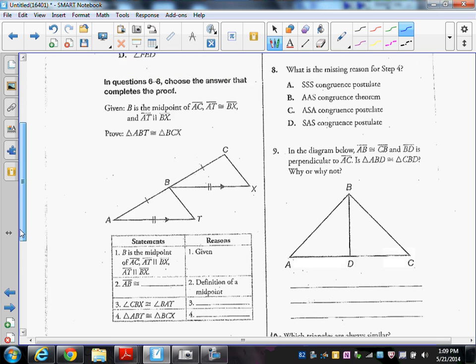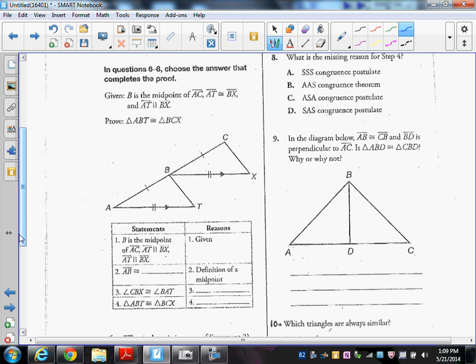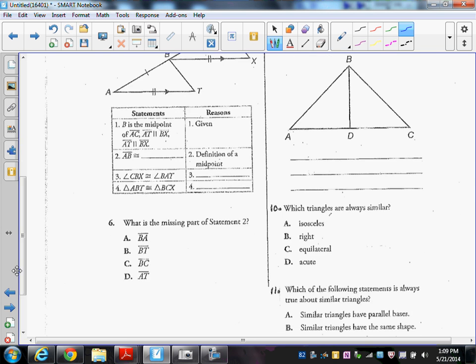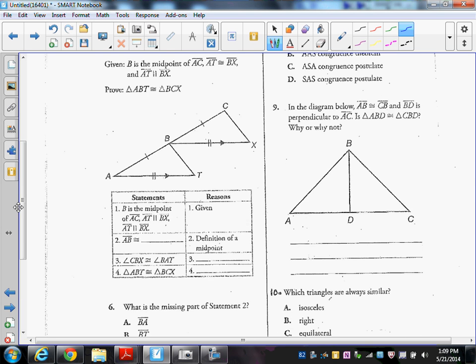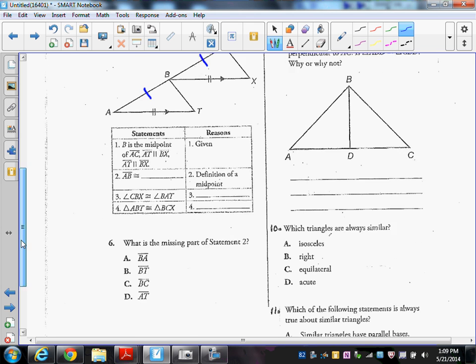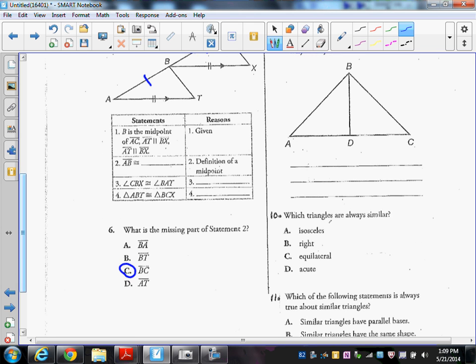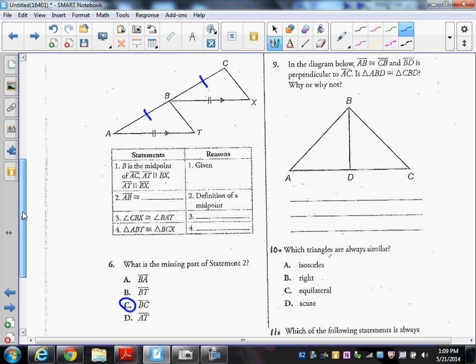Numbers 6 through 8 show us a proof, and we need to fill in the proof. So we're given a lot of information here. And step 2 says segment AB is congruent to blank. We need to answer step 2 to answer number 6. So using the picture, I see that AB is congruent to BC. So that's going to be my correct answer. It's going to be letter C. So segment AB is congruent to segment BC.